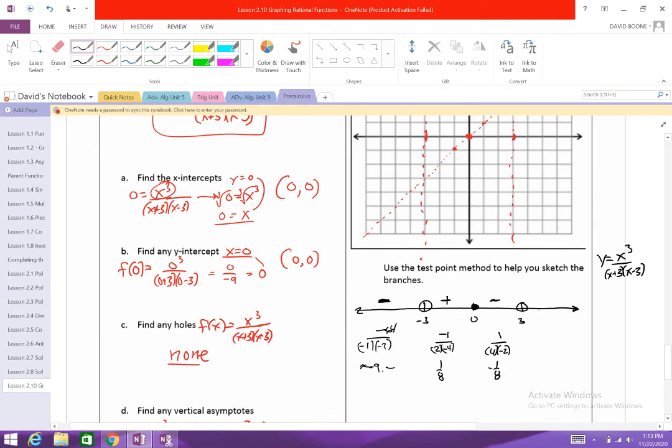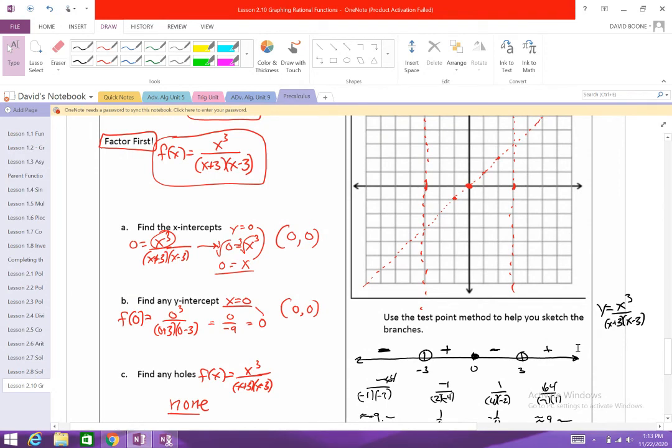And if I take a number bigger than 3, let's just put 4 in there. 4 to the third, again, is 64. 4 plus 3 is 7. 4 minus 3 is 1. So again, this would be a positive number, and again this is roughly a little over 9 point something. All right, so this helps us with our behavior in terms of graphing this up above here. Okay, so let's see if we can get that scrolled back up here.